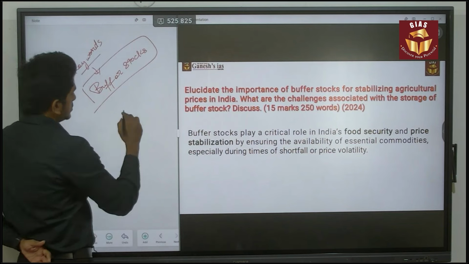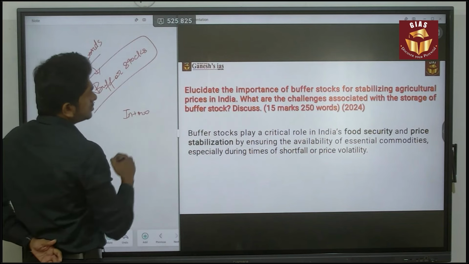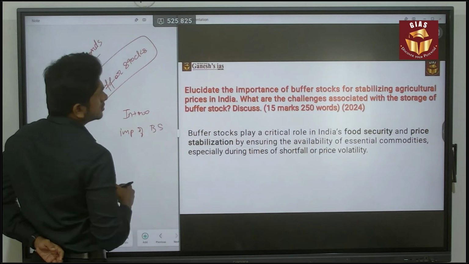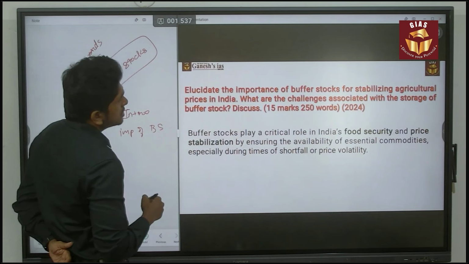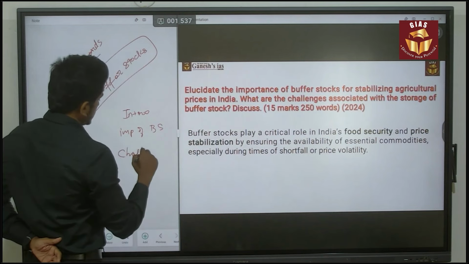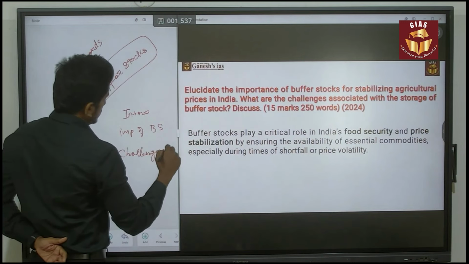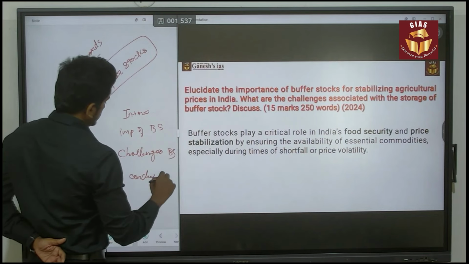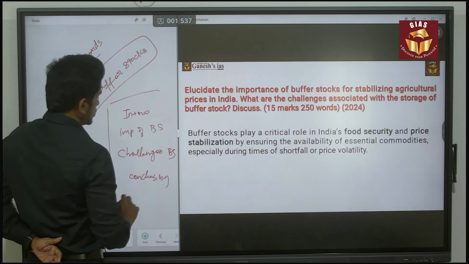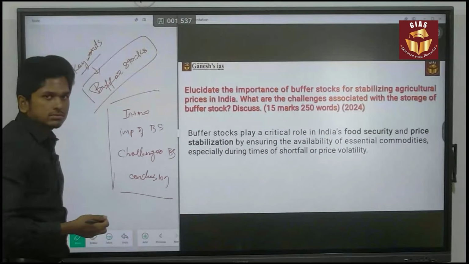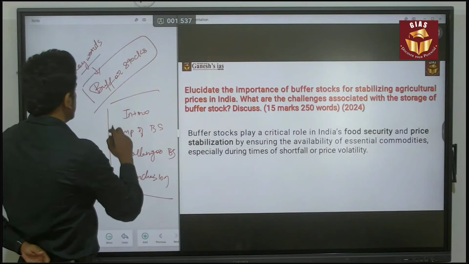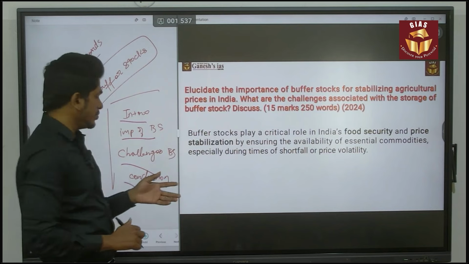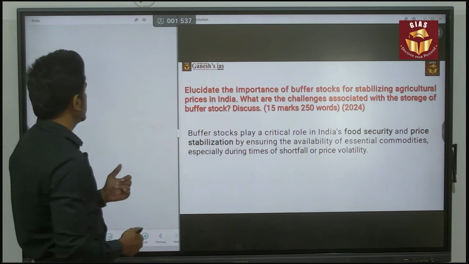So the structure should be: the intro, next the importance of buffer stock, then the challenges associated with buffer stocks, and then the conclusion. It is a very simple question, and also a repeated question related to buffer stock. So this is the structure you need to follow: intro, importance, challenges, conclusion. It is a very easy question, so let's start discussing it.